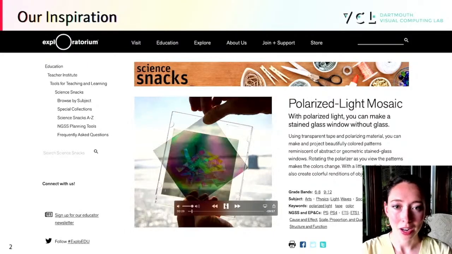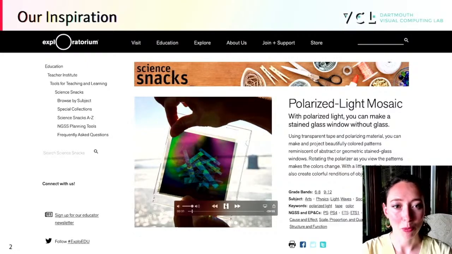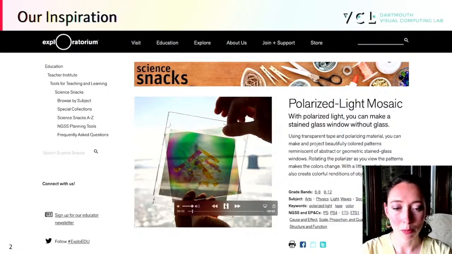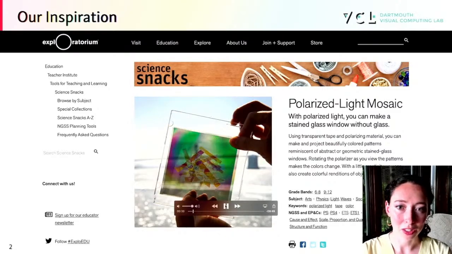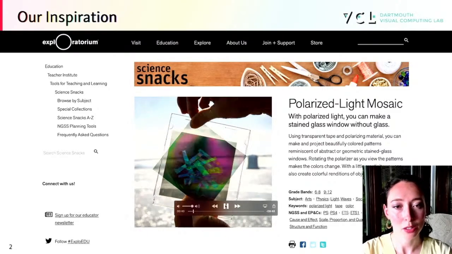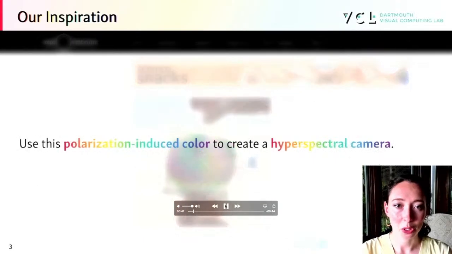Normally, of course, this tape would appear transparent to our eyes, but we see these vivid colors because the tape is a birefringent material, which means that it alters the polarization state of the light in a way that depends on the light's wavelength. We were inspired to harness this effect to create a hyperspectral camera, but before we fill in the details of how this all fits together, let's briefly review hyperspectral imaging.